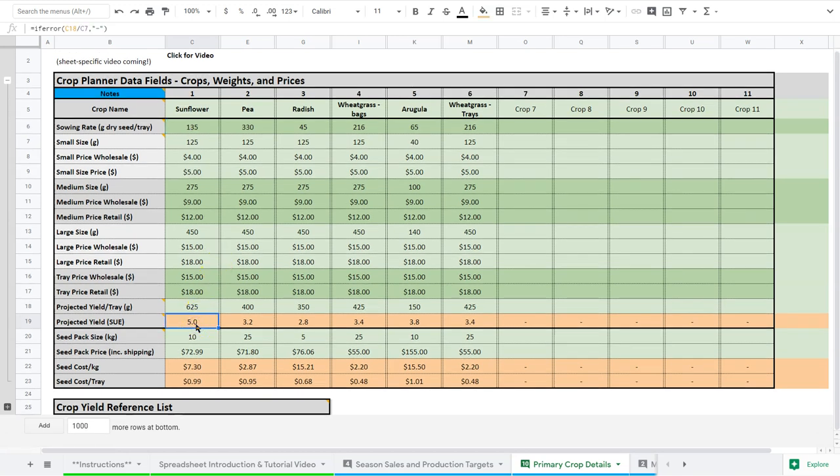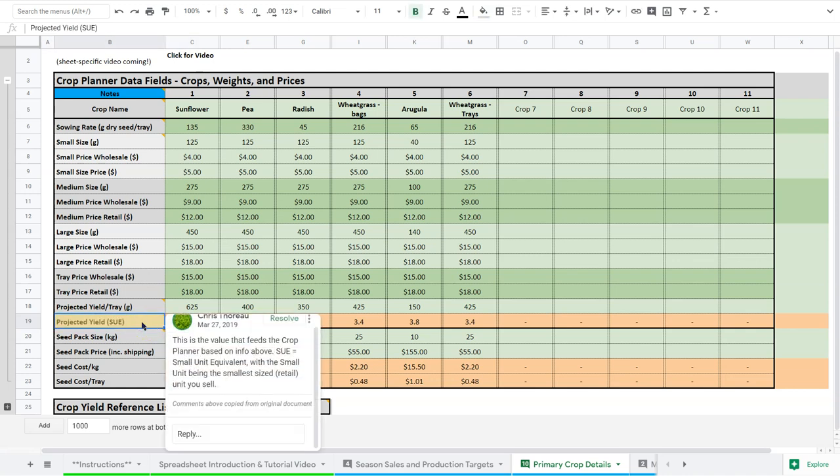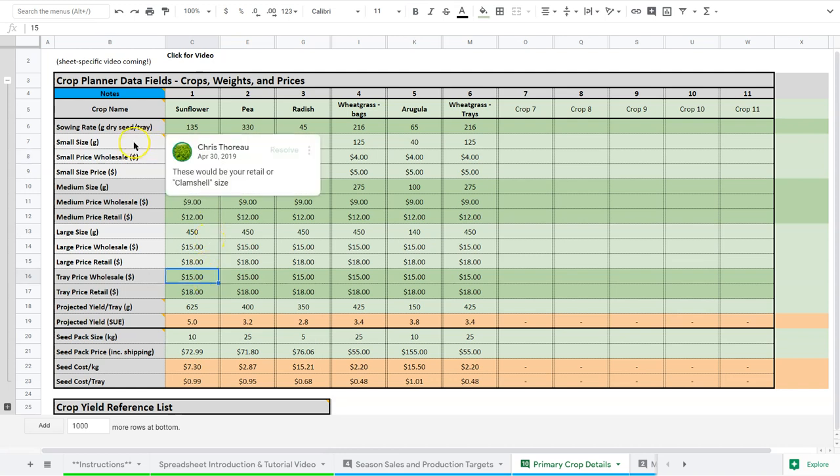So here we get our first calculation. And a term I'm going to use is the small unit equivalent. That means I don't think of things in large sizes and medium sizes and small sizes and trays. I think of everything in small size. I want to know how many small units things are worth. So I know a large bag is about 3.7 small units. I like that because it gives me this nice number. So I can get about 5 small units of sunflower per tray or 5 clamshells per tray. So that's the unit I work in, and there's calculations there throughout.